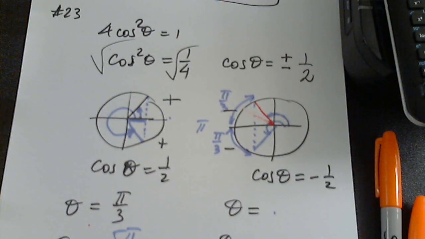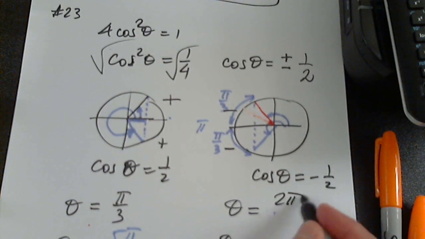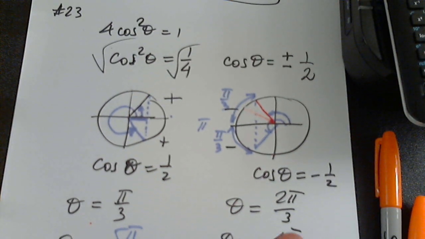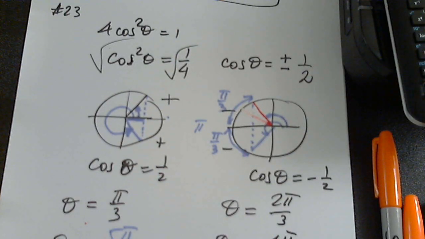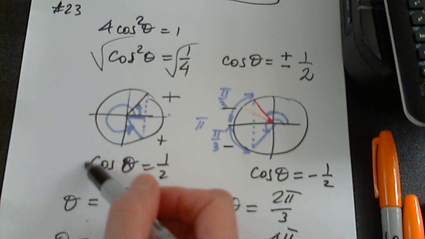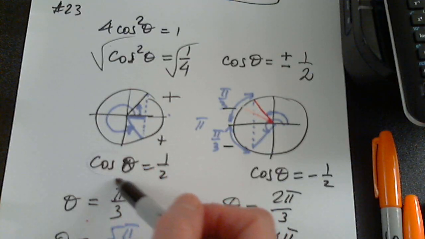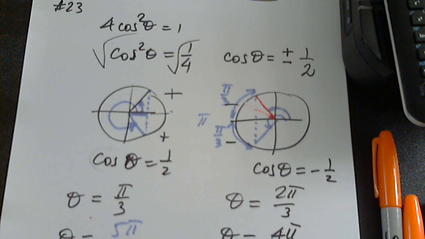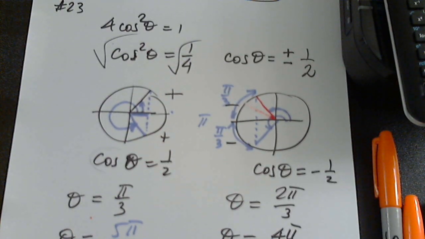2 pi over 3. Very good. So pi minus pi over 3 is 2 pi over 3. Excellent. 4 pi over 3. 4 pi over 3. So thank you so much. This happened because we were told to present solutions only in one complete rotation. Cosine has what period? What is the period of cosine? 2 pi. Excellent.